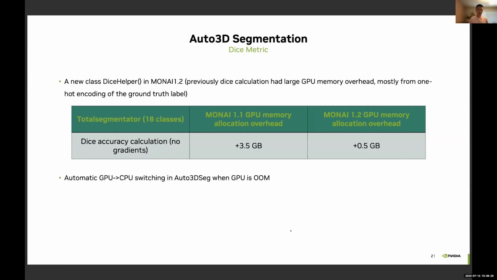And also in all of our algorithms in Auto3DSeg, we do automatic GPU CPU switching when your computation is out of GPU memory. So you don't need to worry about it. The entire pipeline or each algorithm will take care of it by itself.